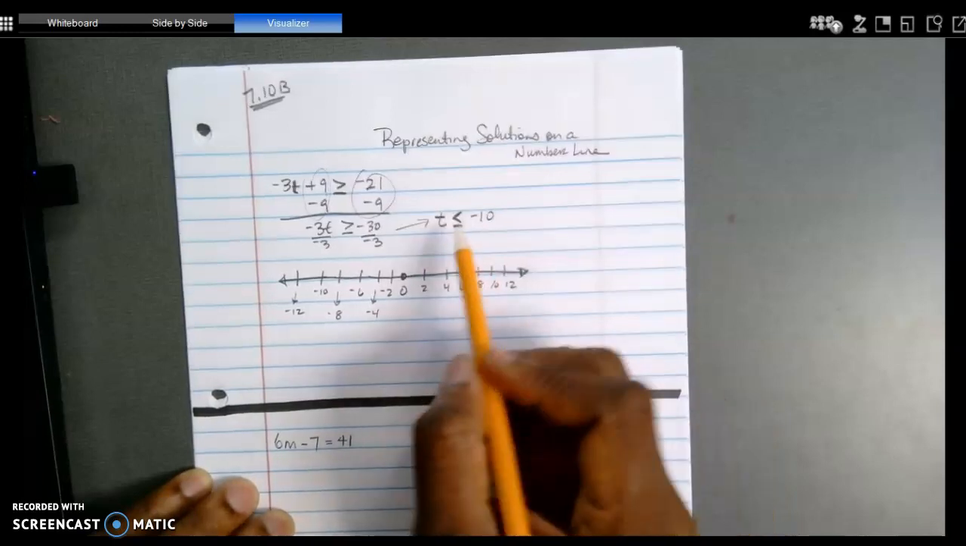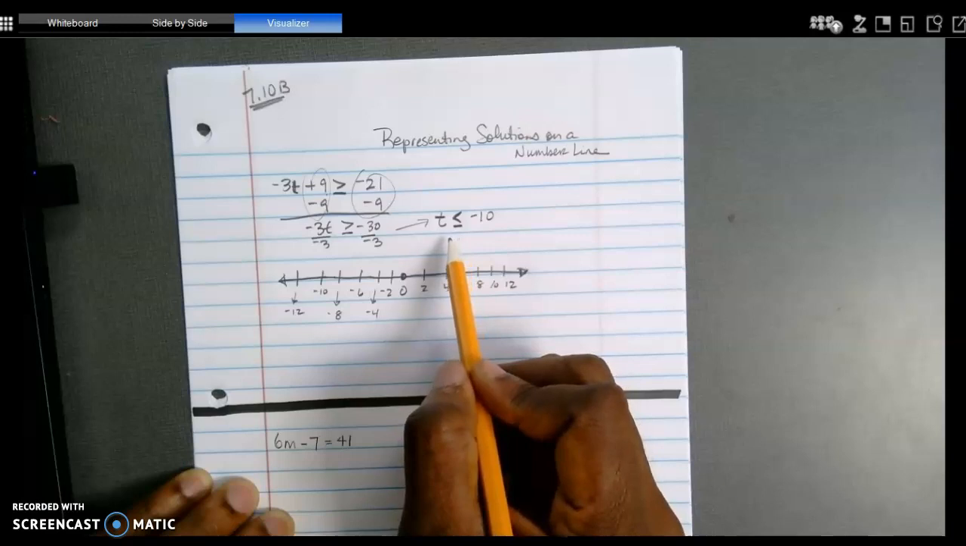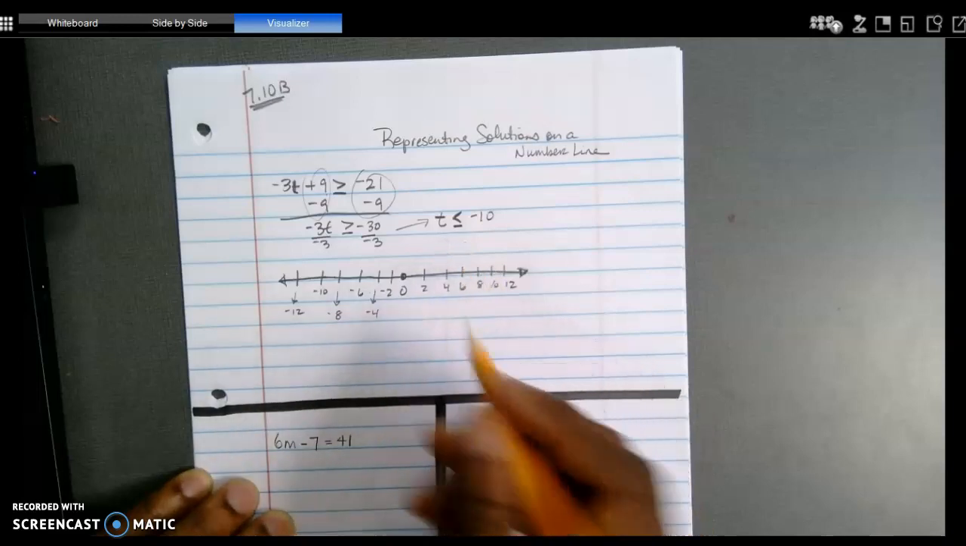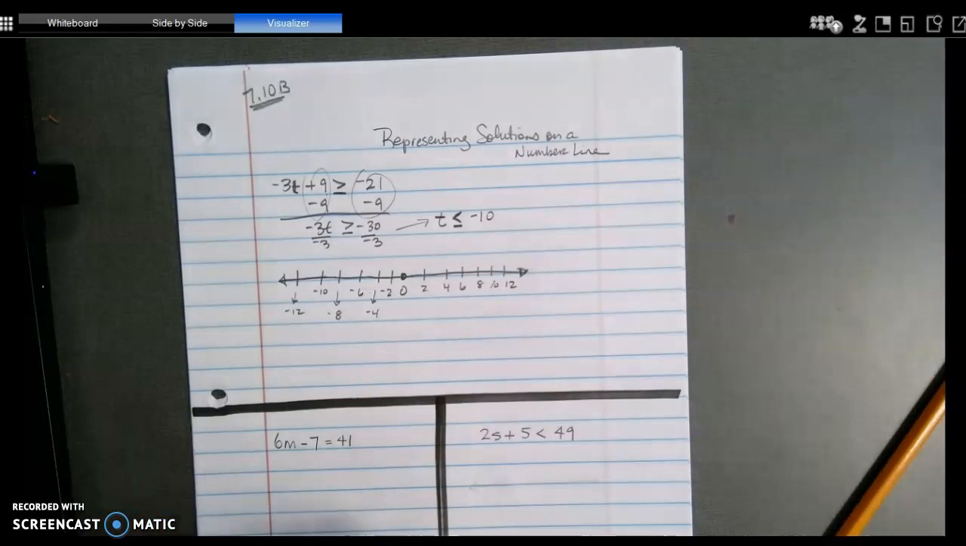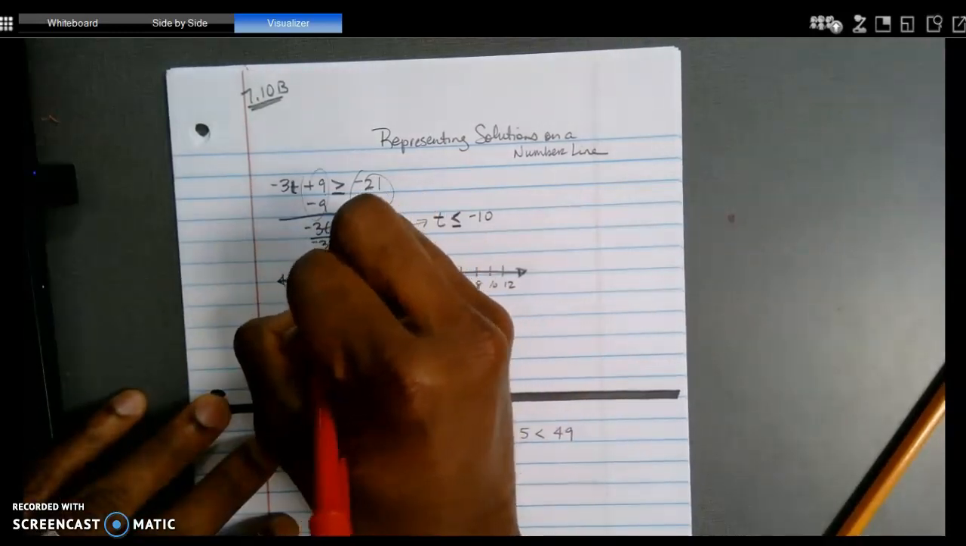Okay? So now I want to go ahead and plot this on my number line. I need a value of t that is less than or equal to -10. So what I'm going to do is take my red pen. I'm going to draw a closed dot. Now, why would I draw a closed dot?